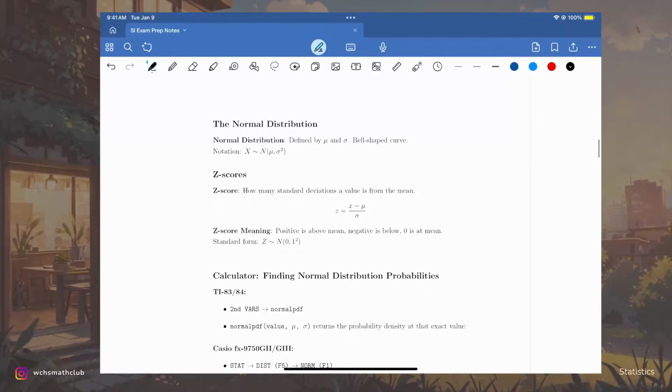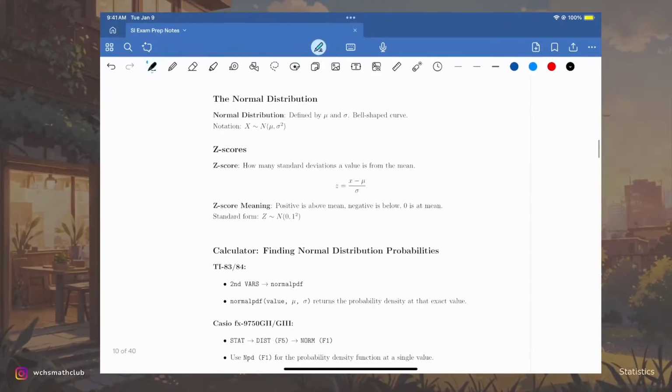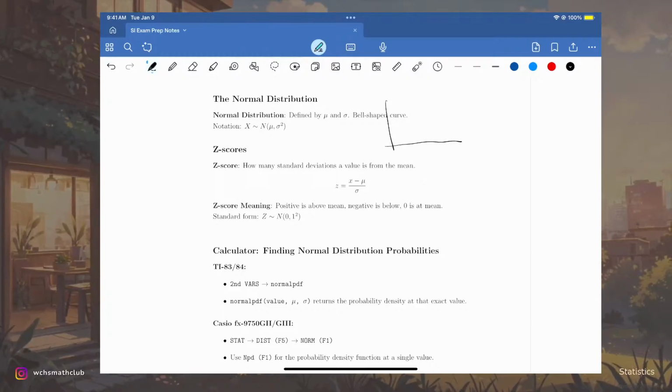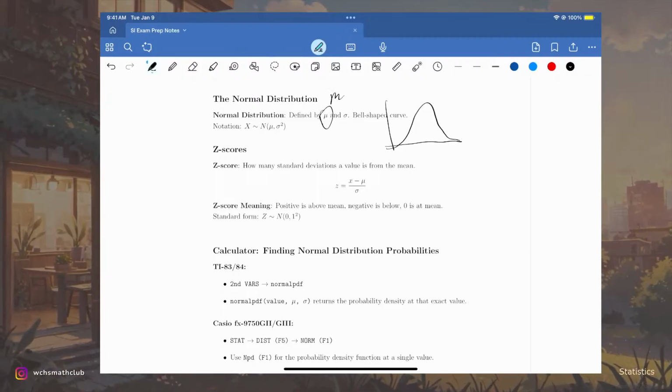Okay, and now we come to probably the most content or calculation heavy part of statistics: the normal distribution. The normal distribution will look something like this. It's a classic bell curve, and it's defined by a mu value, which is the mean, and this sigma value, which is equal to the standard deviation.